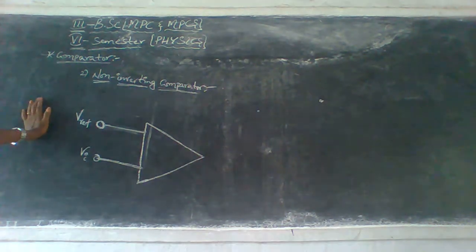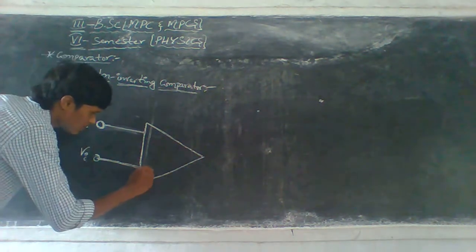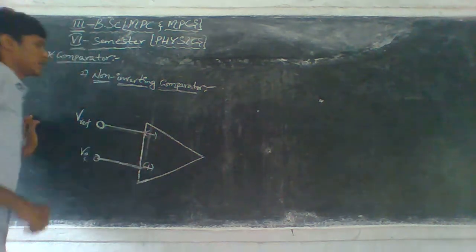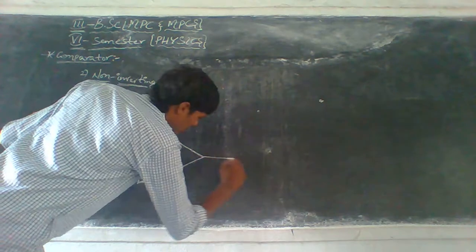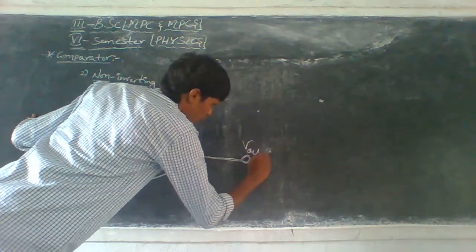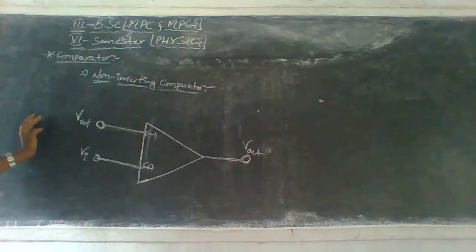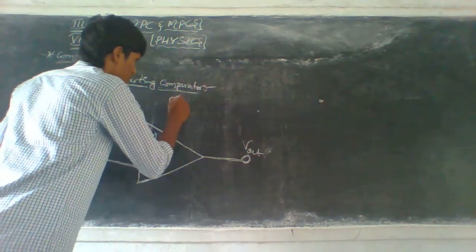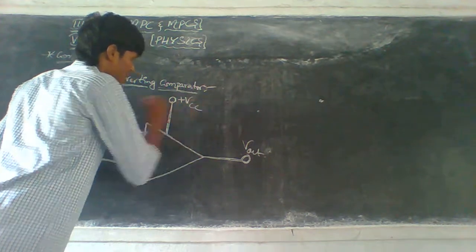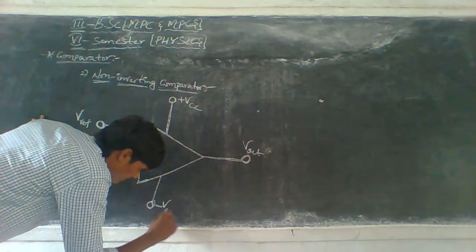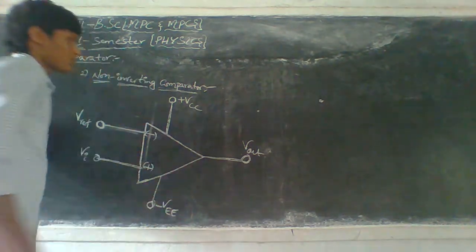Okay, so here it has a positive terminal and a negative terminal. It has the output and also two supplies. The first one is plus VCC and the other one is minus VEE.